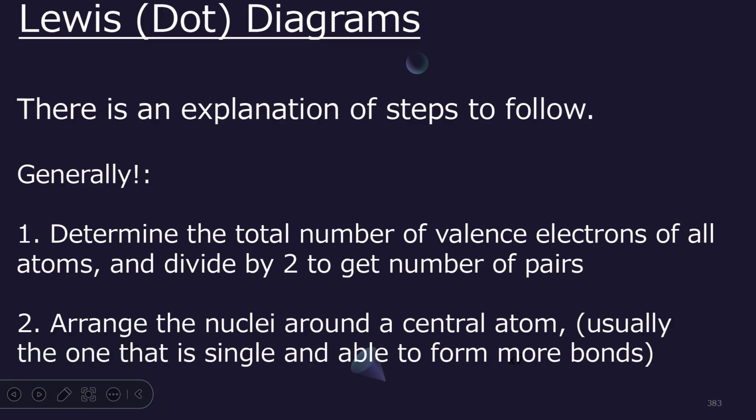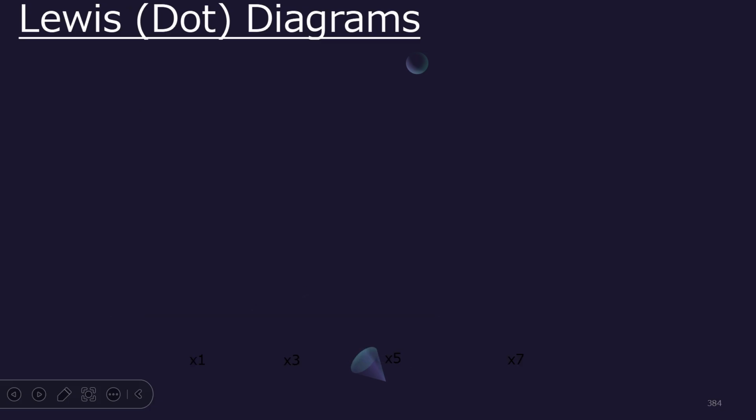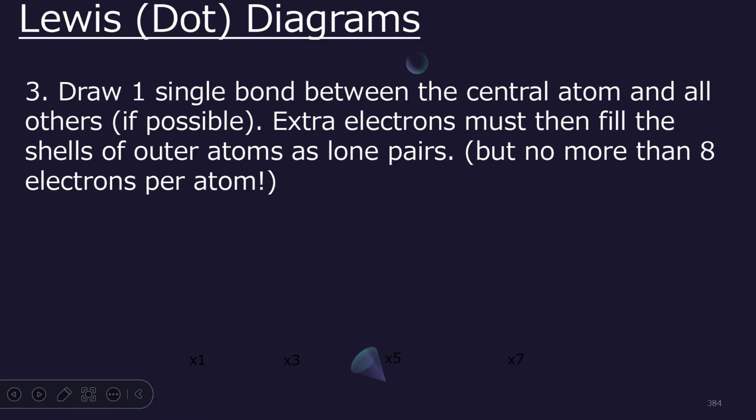Next, arrange the nuclei around a central atom. Usually this is the one that is a single type and able to form more bonds, so things like carbon and nitrogen are often the center. All the atoms in our chemical formula must be bonded together through at least one single bond. Otherwise they would just float away and wouldn't be part of the molecular formula. So draw one single bond between the central atom and all others if possible. There are some exceptions to this, like hydrogens that might be attached to a different atom, 2 bonds away from the central atom, but in general, you'll get used to which atoms can do that or not.